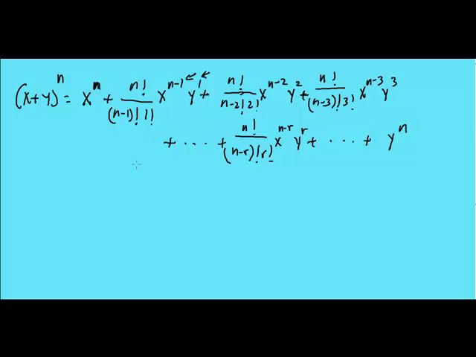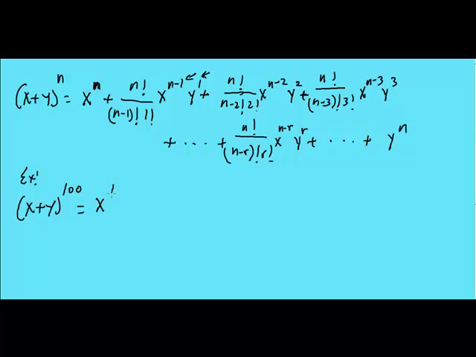Now, how can this help me expand my binomial? Let's take an example. Let's say we have x plus y to the 100th power. I don't want to write out Pascal's triangle because it's going to take a long time. So I can just start writing out all the terms. Let me do a few of these and you'll see how easy it is.